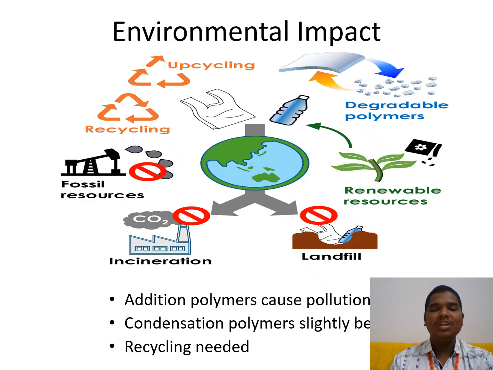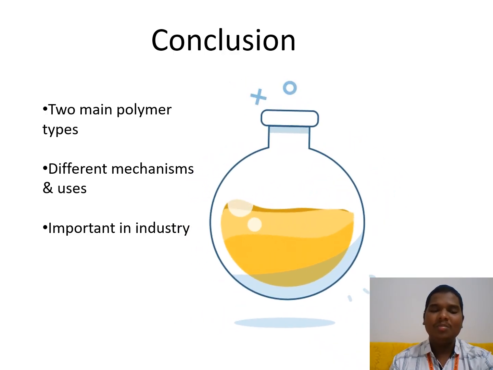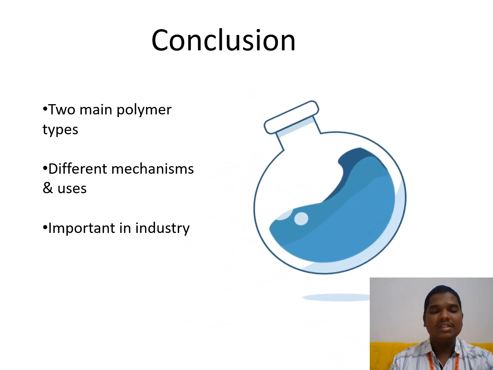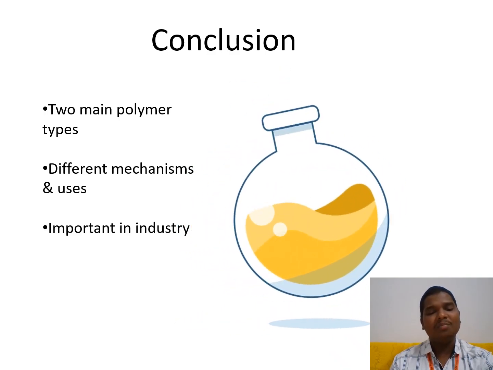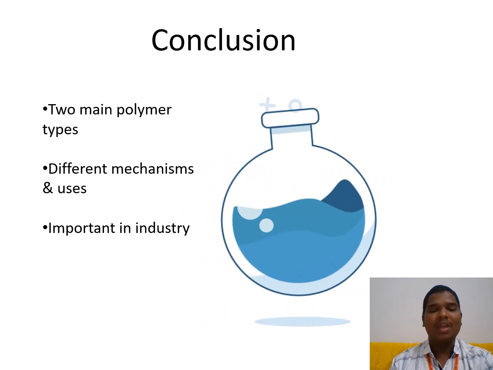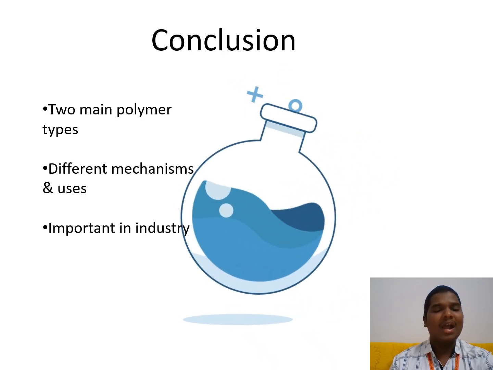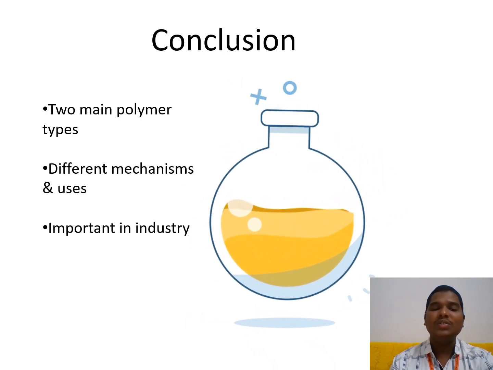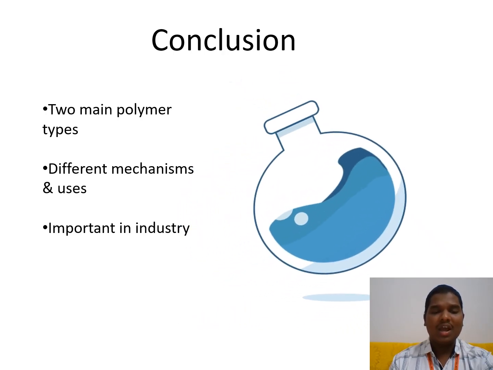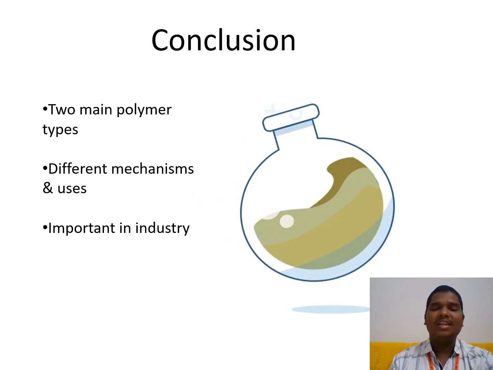Now, we'll come to the conclusion and end this session. To conclude, polymers are essential materials used in daily life and industries. Both addition and condensation polymerization processes have different mechanisms, examples, properties, and environmental effects. Understanding these processes allows us to make informed choices about the materials we use and encourages us to adopt environmentally friendly alternatives.